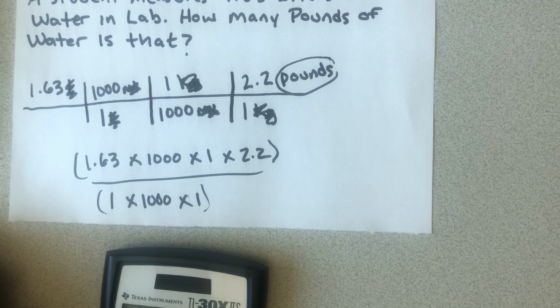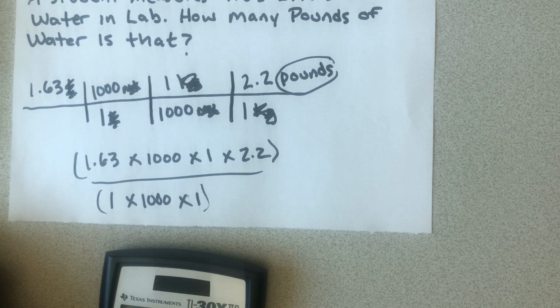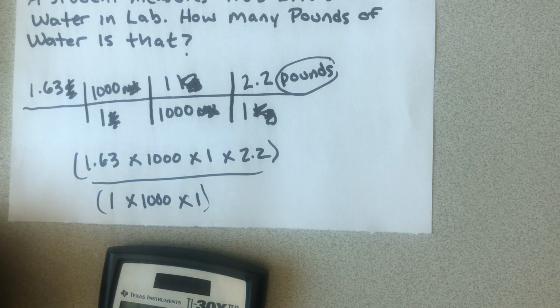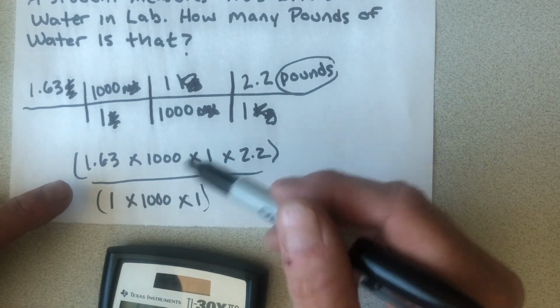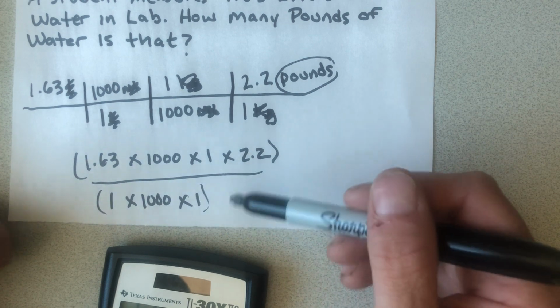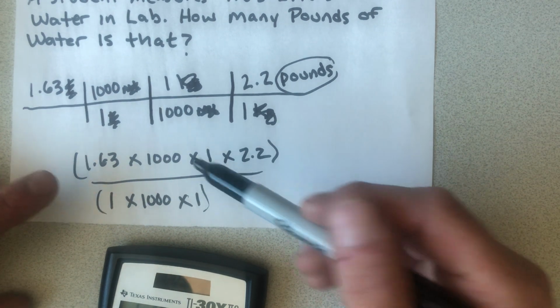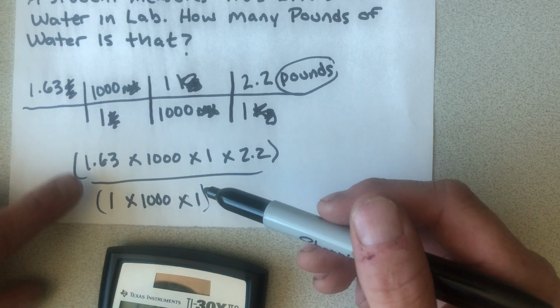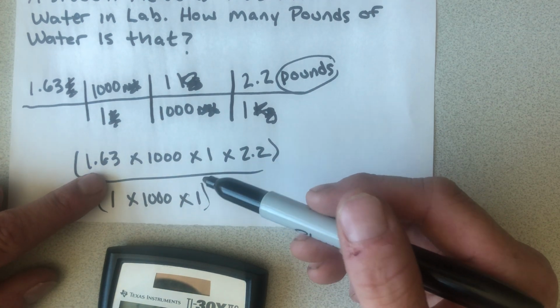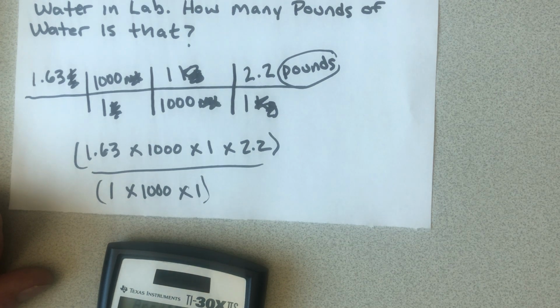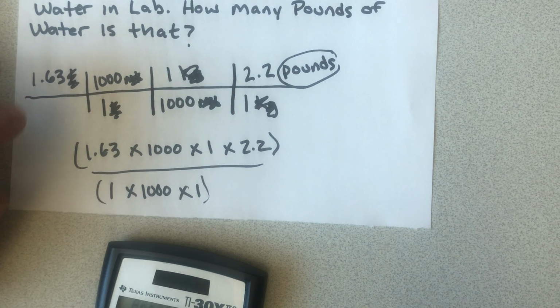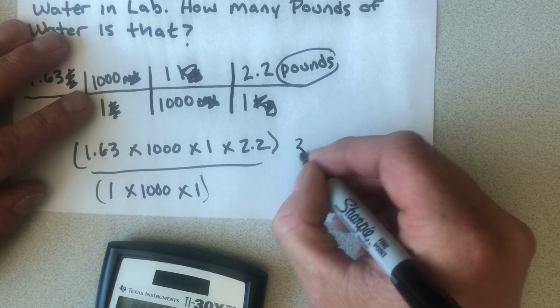1.63 times 1,000 times 2.2. So that's 3,586. Because we're doing our multiplication and division in the same problem, we can trim our final answer down to the 3 significant figures once we make the division, okay? Divided by 1,000. And that's 3.586.